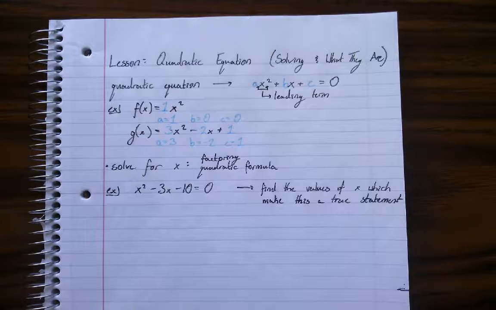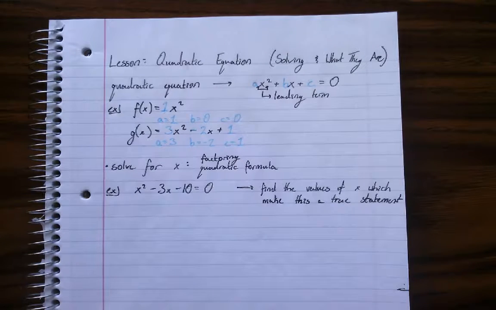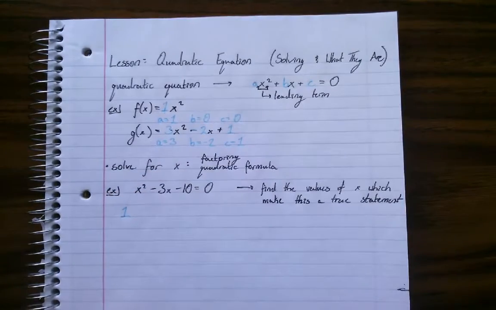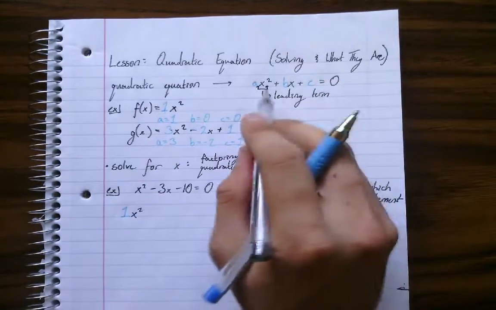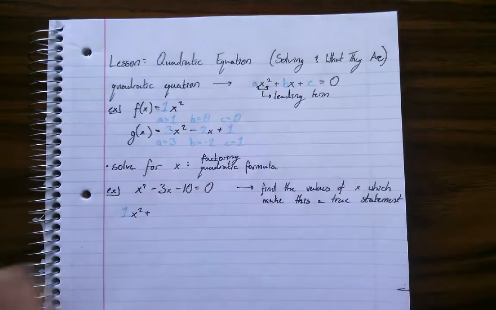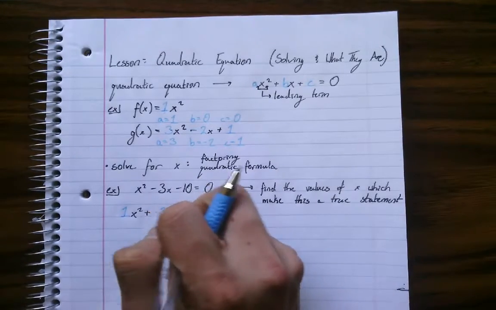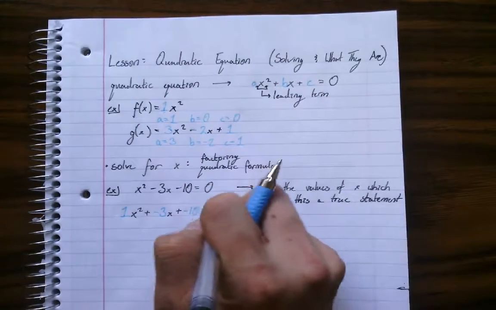So, one thing I'm going to do before we get started is really emphasize what our a, b, and c are here. So I'm going to switch, let's keep going with the blue. I'm going to have a 1 x squared. And so notice that these are all adding, so plus a negative 3x, and then plus a negative 10, which is all equal to 0.